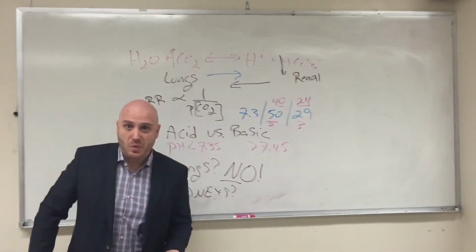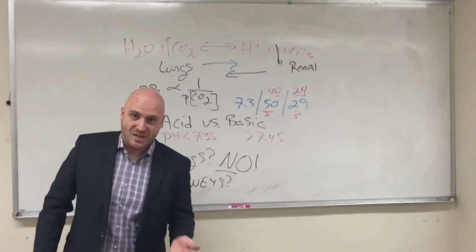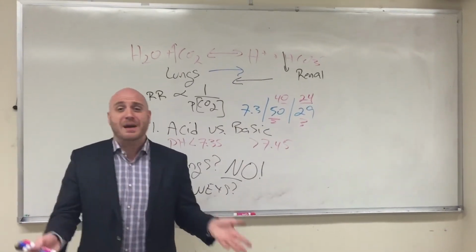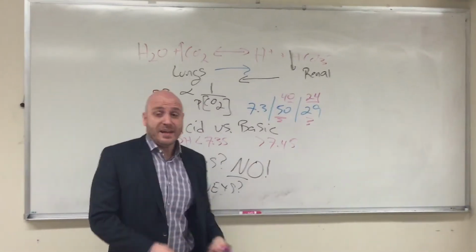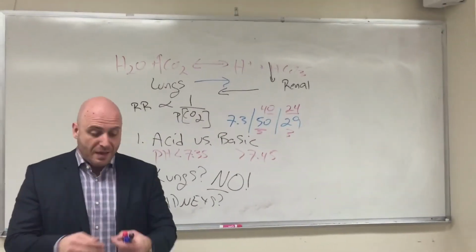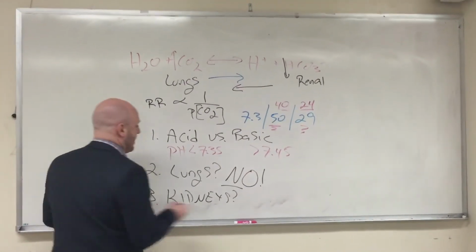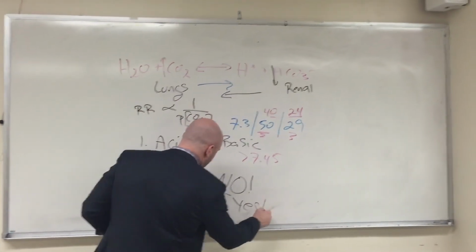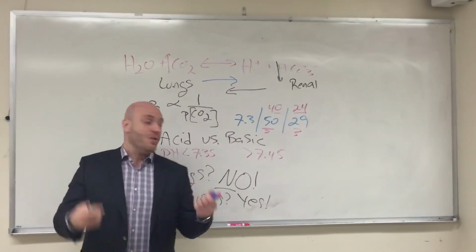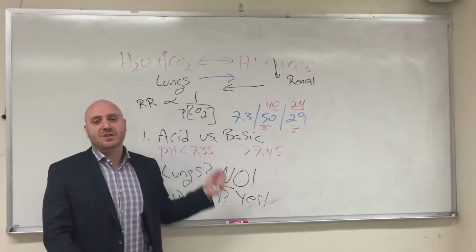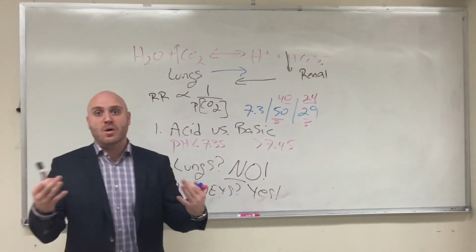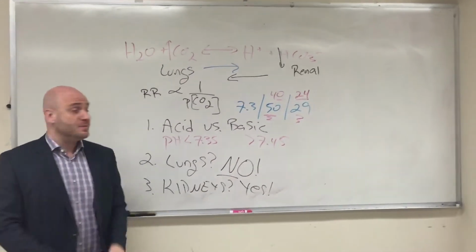So, are the kidneys doing their job? Yes, they are. We're not talking about compensations yet. We're going very simple right now, guys. We don't have time to do everything, right? The answer is yes, they are doing their job. They're holding on to more bicarbonate than they're supposed to. That's what you want. Therefore, what is your diagnosis? It is a respiratory acidosis because the lungs are not doing their job and you're in an acidic state. Boom, there you go. All right, guys?